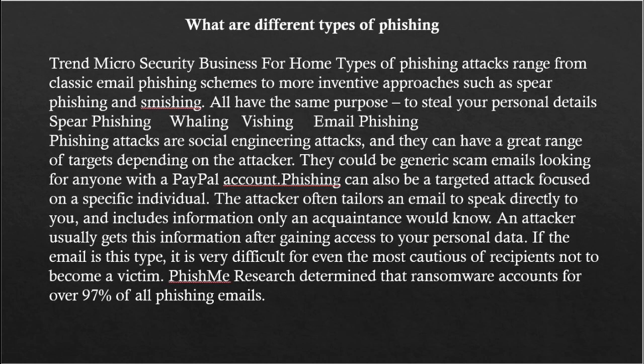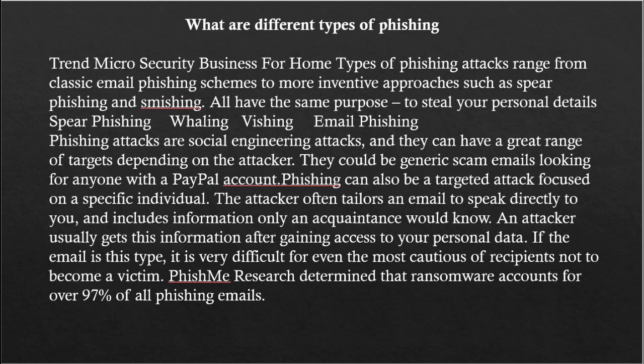What are the different types of phishing? Trend Micro Security Business for Home: types of phishing attacks range from classic email phishing schemes to more innovative approaches such as spear phishing and smishing. All have the same purpose: to steal your personal details. Spear phishing, whaling, email phishing.